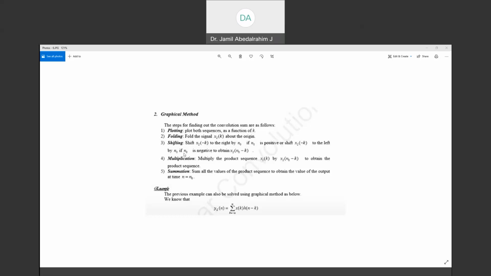Okay, so these are the steps which we need to use to find the convolution using the graphical method. Okay, plotting, folding, shifting, multiplication, and summation. Let me give you an example using auto draw. I will explain these steps in a clearer way.